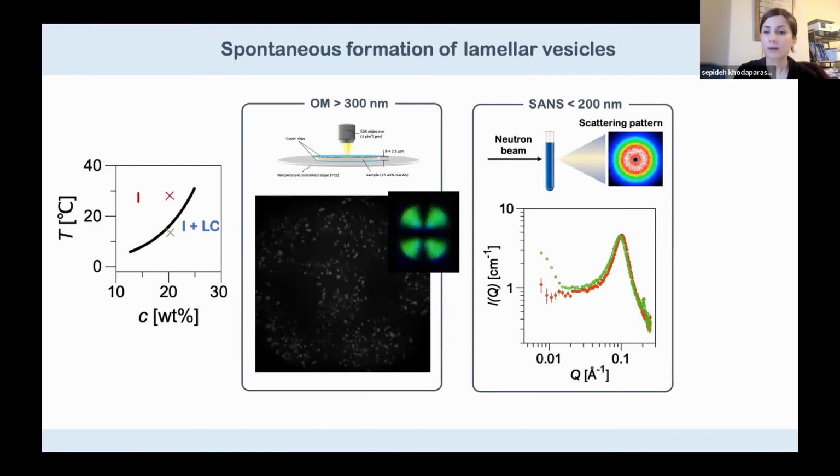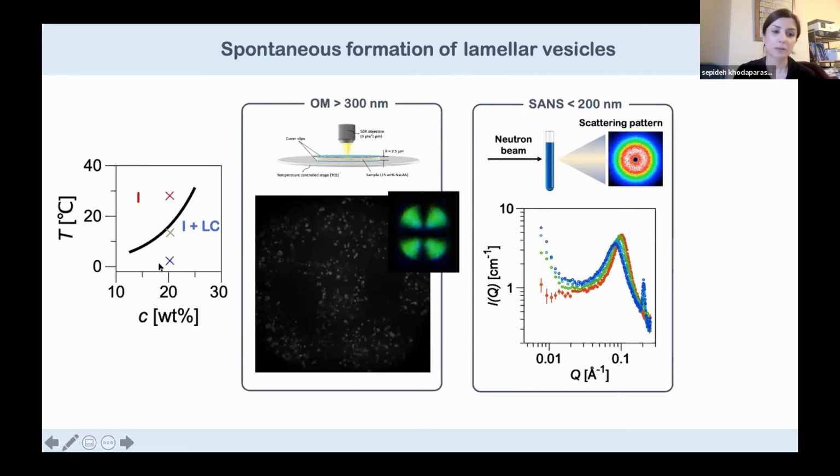And if we cross the boundary, you see clearly that there is a very short peak appearing at values of Q around 0.2 that is associated with bilayer spacing within these droplets, and then an upturn in the lower Q region, which corresponds to the larger structure of these objects.